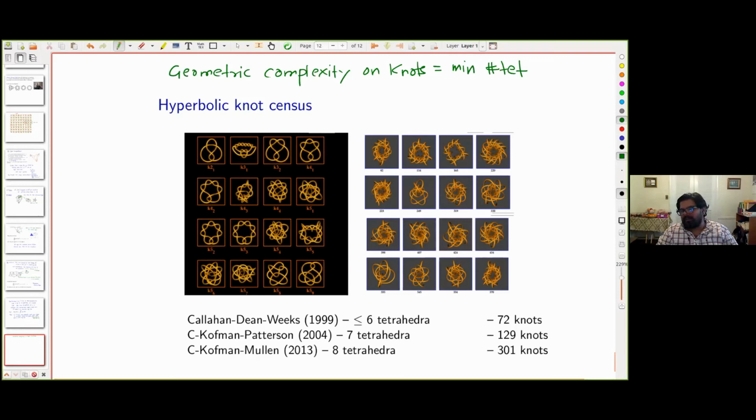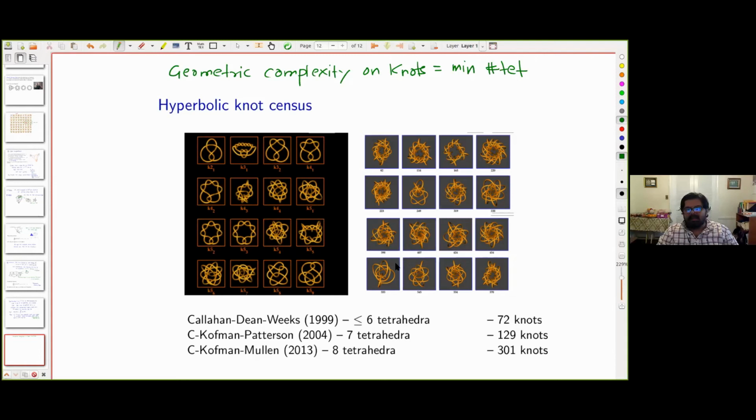And so Callahan, Dean, and Weeks started this enumeration, and myself with a bunch of collaborators, we extended this to 7 and 8 tetrahedra. You can see these are some of the knots with 7 tetrahedra. These are some of the knots with less than or equal to 6 tetrahedra. These pictures were made by Rob Sharon. These look very, very complicated. So their diagrammatic complexity is very, very high.